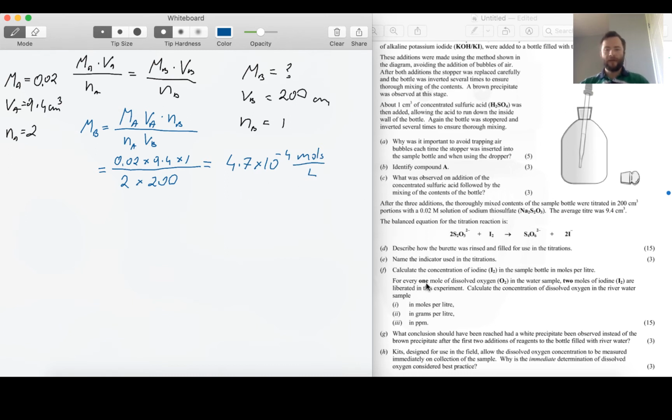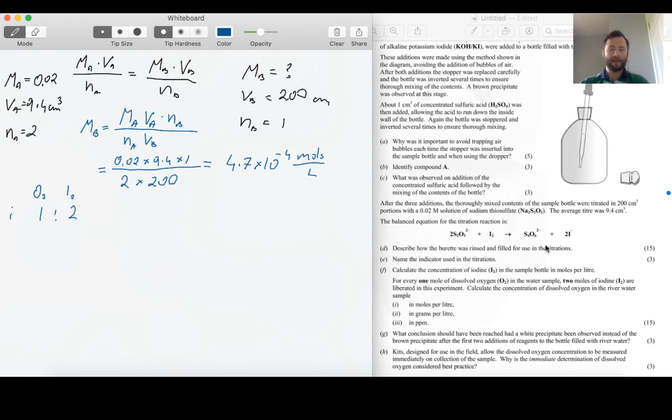Then, for every 1 mole of dissolved oxygen in the water sample, 2 moles of iodine are liberated in this experiment. And note that these are the moles of iodine that are going to be detected in the titration. So this is the number of moles of iodine that is going to be pertinent to this part. Calculate the concentration of dissolved oxygen in the sample. So I know that for every 1 mole of dissolved oxygen, here is O2 and here is iodine, I'm getting 2 moles of iodine.